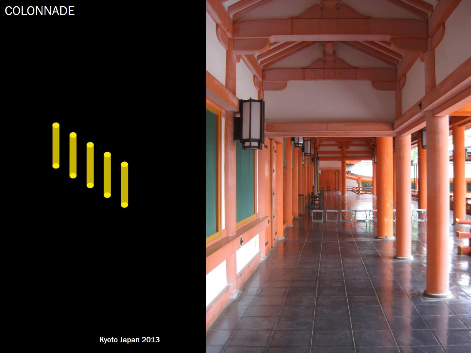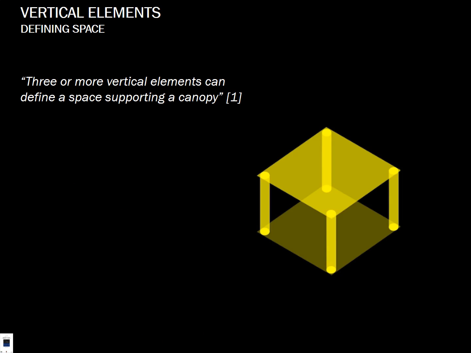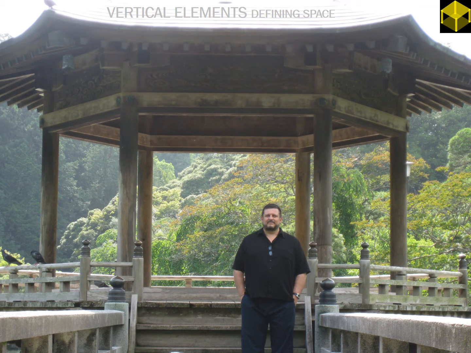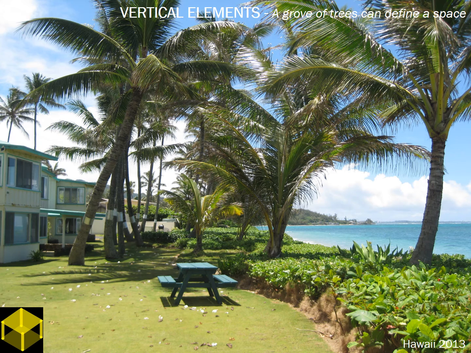Well, you maybe have to be there to appreciate it. Colonnade, this is a Buddhist temple in Kyoto. Vertical elements defining the space. So now you make a canopy with your 4 posts, and you can have a ceremonial kind of space defined around that. This is in Kyoto, defining the space with the vertical elements of the columns, as well as the overhead plane. Trees in a grove.